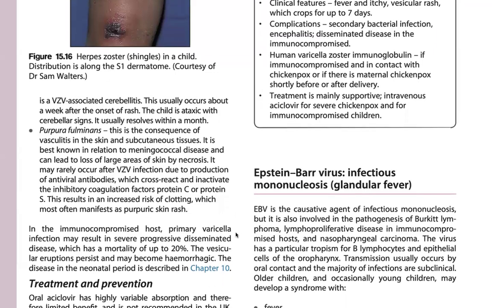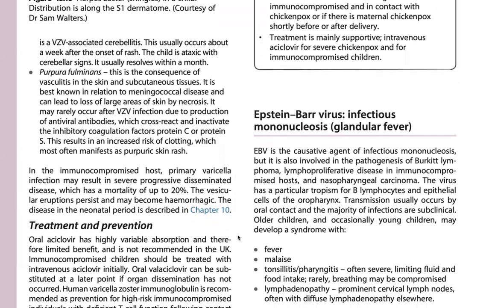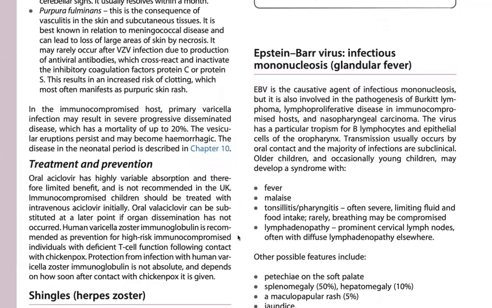In the immunocompromised host, primary varicella infection may result in severe progressive disseminated disease, which has a mortality of up to 20%. Vesicular eruptions persist and may become hemorrhagic. The disease in the neonatal period. Discuss treatment and prevention. Oral acyclovir has highly variable absorption and therefore limited benefits, and it is recommended that immunocompromised children should be treated with IV acyclovir initially. Oral valacyclovir can be substituted at a later point if organ dissemination has not occurred.